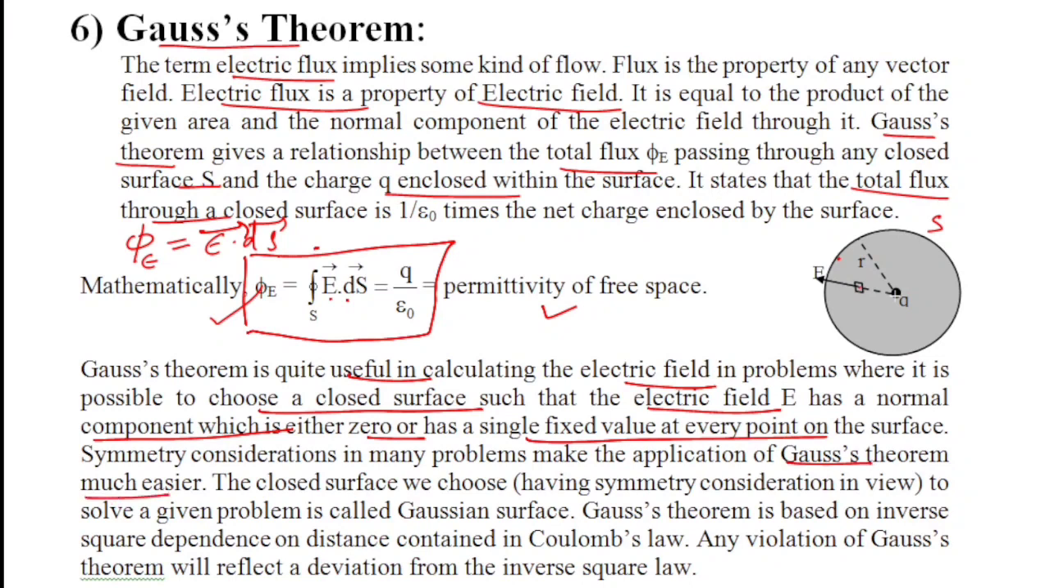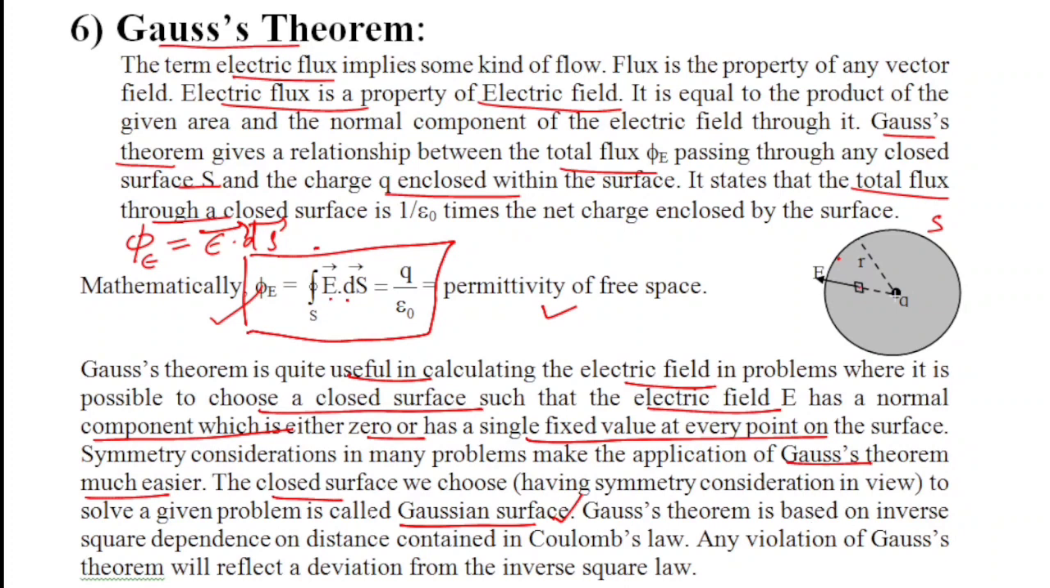You choose that type of closed surface to enclose the charge such that the electric field on this closed surface is equal to 0 or is constant. So it becomes easy to apply this theorem. The closed surface we choose to enclose the charge is called a Gaussian surface. A Gaussian surface may be spherical, cylindrical, or a cone. It depends upon how it encloses the charge.